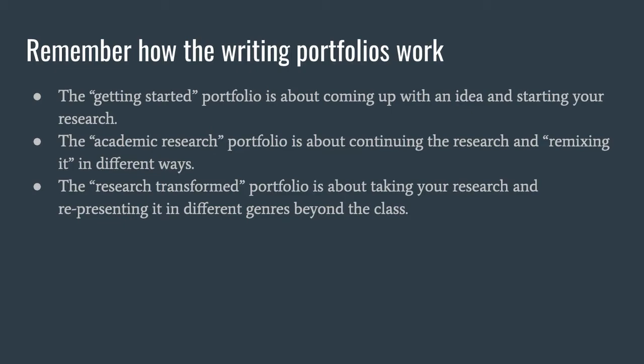We just got done with, or are about to get finished with, the Getting Started portfolio, which is basically about coming up with an idea in the first place. The second portfolio, the academic research portfolio, is where you continue to get into your research. As I say here, remix it in different ways. I'll show you what I mean with that in a second, and also write more and in more detail about your working thesis, your research, and the point you're trying to make with your research.